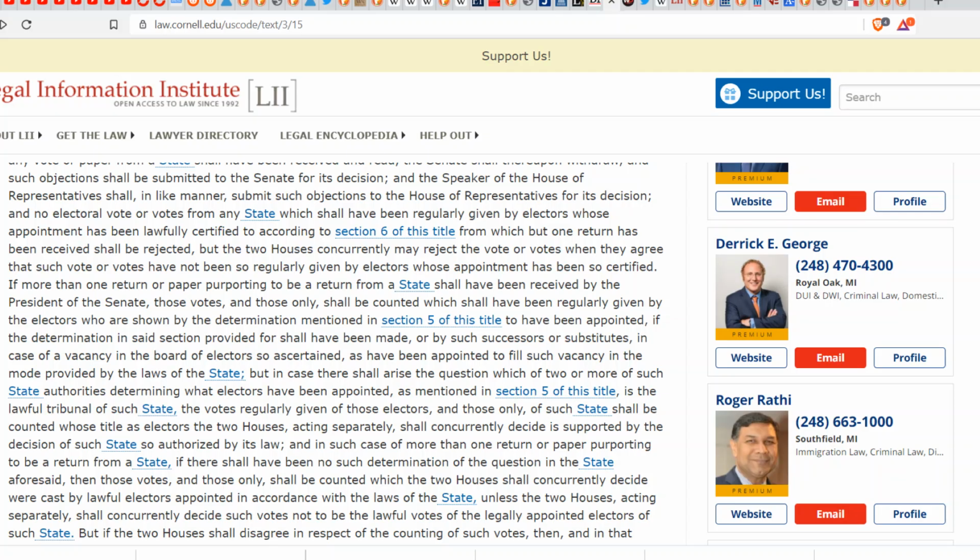It's saying that if two sets of electors are sent, then it kicks in another process. It charges the Senate and the House of Representatives to agree on which elector slate to accept.